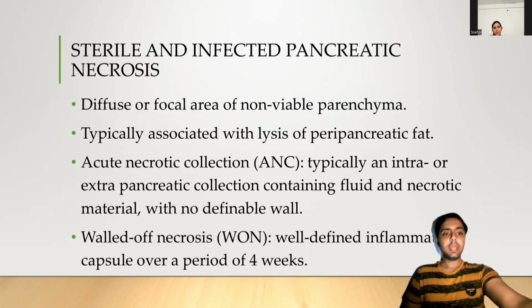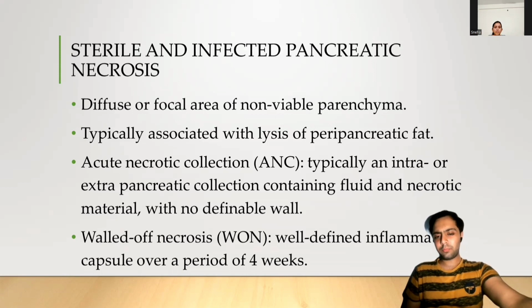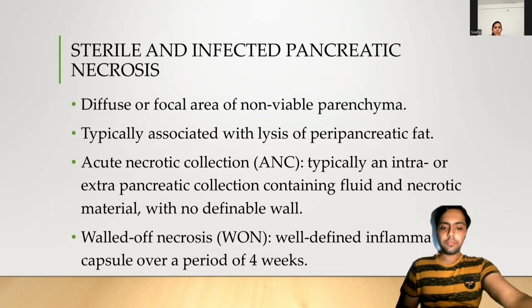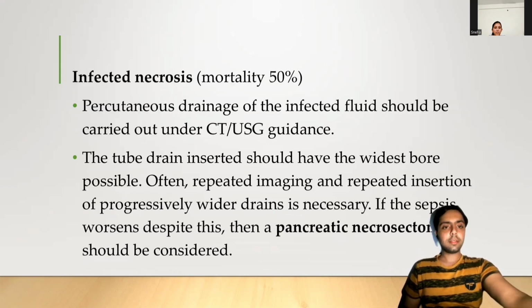ANC is acute necrotic collection. What happens here is there is no wall, there is no capsule-like thing. It's only an intra- or extra-pancreatic collection containing fluid and necrotic material. There is no wall. But after 4 weeks, there is a well-defined inflammatory capsule, which will lead to pseudocyst. A pseudocyst is basically an encapsulated fluid-filled collection around the pancreas.